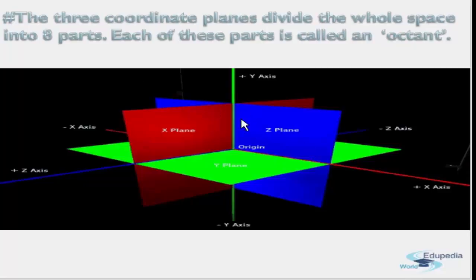This is the z plane, this is the x plane, and this is the y plane. The green is the y, red is the x, and the blue is the z plane. So this is to explain to you what these planes are if you want to visualize them. As you can see, all of these planes are perpendicular to the other two planes.